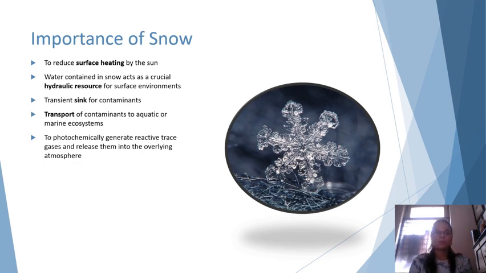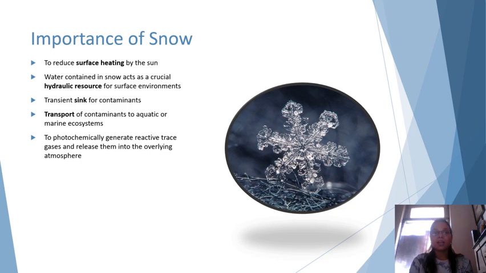So what is the importance of snow? Snow helps in reducing surface heating by the sun. It acts as a good hydraulic resource for surface environments, a sink for contaminants, a transport channel for these contaminants towards the aquatic or marine ecosystems, but above all, to photochemically generate reactive trace gases and release them into the overlying atmosphere. Snowflakes are mere water crystals that can never be a replica of another. Sunlit snow and ice, these two play an important role in processing atmospheric species.